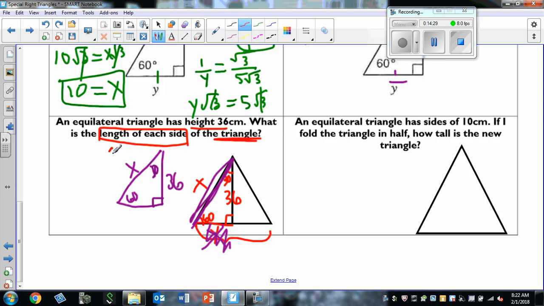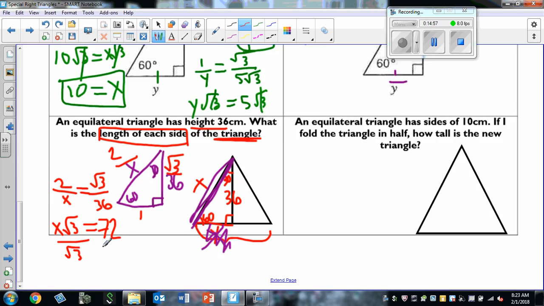Well, 2 goes between 60 and 30. This side would get a 1, but I'm not using that side, so this side's root 3. So I would do 2 over x equals root 3 over 36. x root 3 equals 72. Divide by root 3.